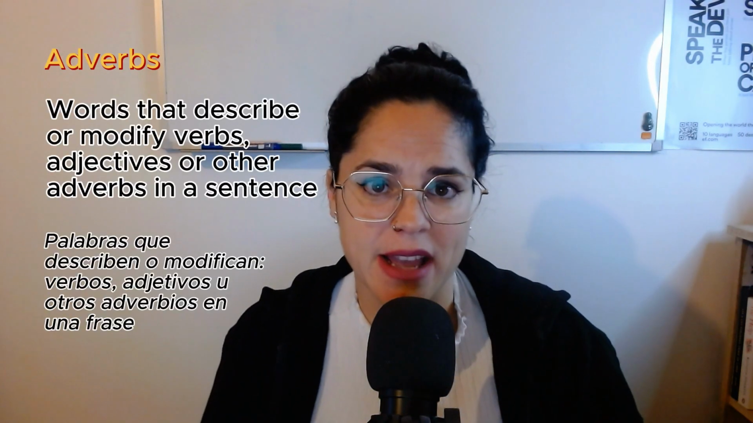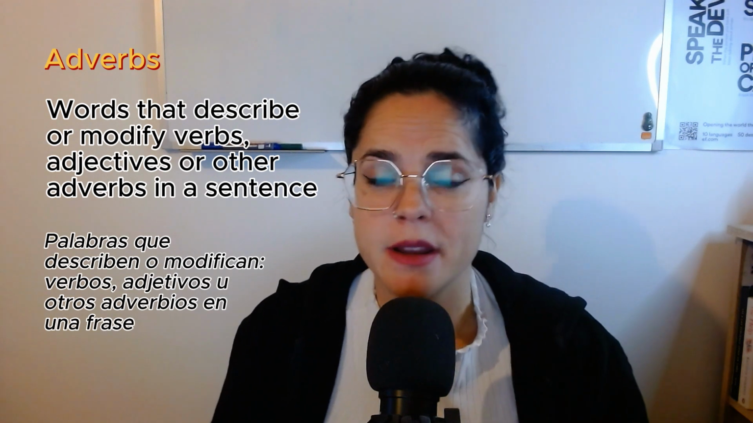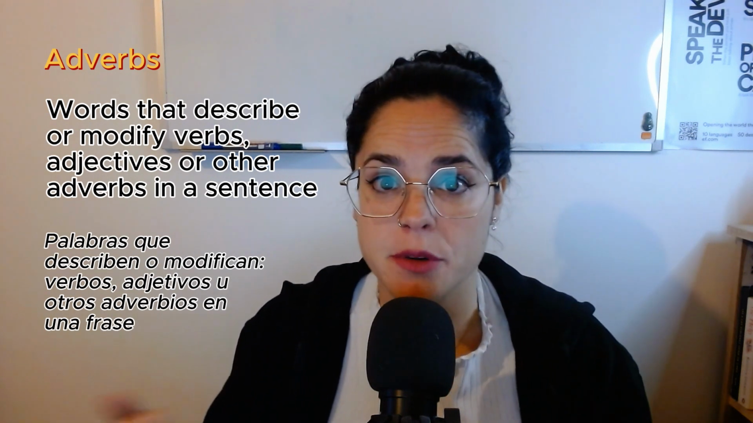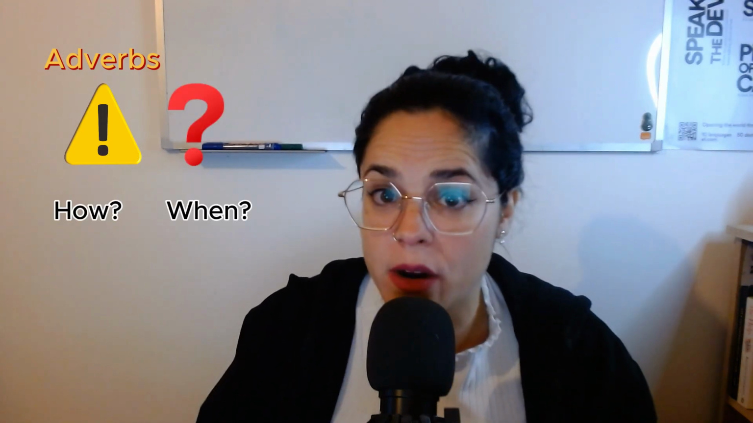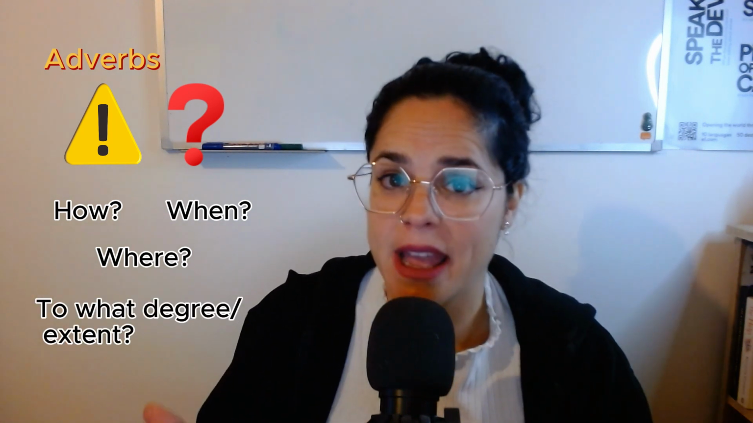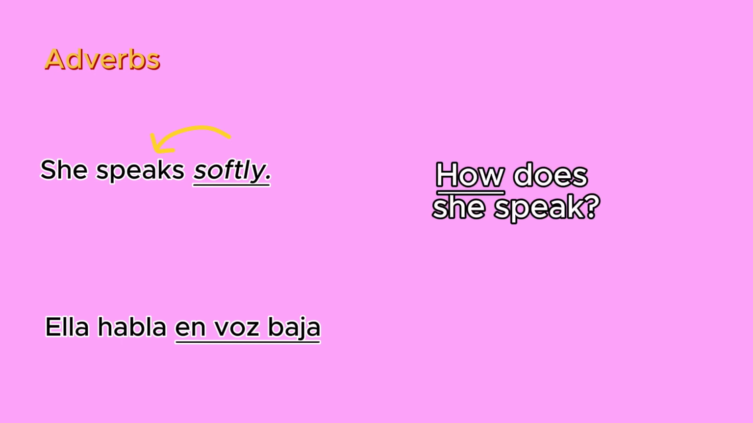An adverb is a word that modifies or describes a verb, an adjective, or other adverbs. Adverbs often provide information. Adverbs can answer questions like how, when, where, and to what extent. Have a look at what I mean with this example. She speaks softly. Here, softly is modifying the verb speaks. And if you ask the question, how does she speak? Softly. Therefore, the adverb is softly.